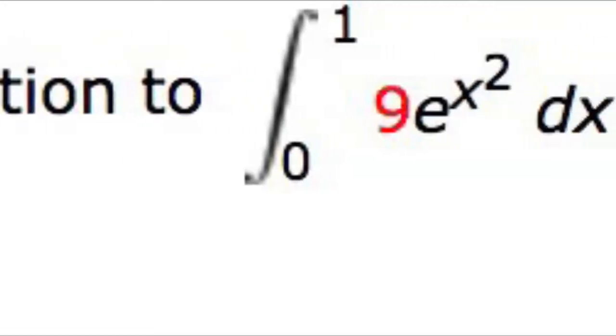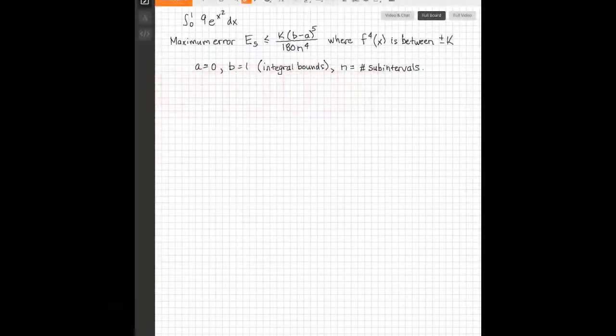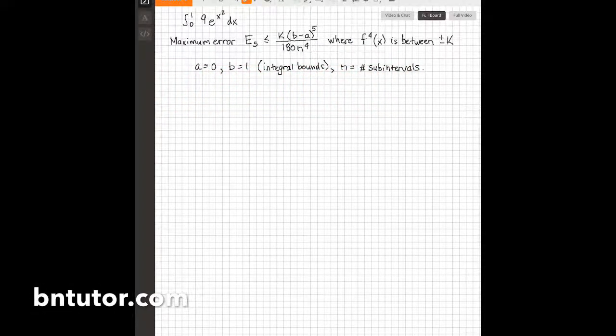This problem asks us, how many subintervals should we use when using the Simpson's rule approximation to the value of an integral that goes between 0 and 1 for this function that's given, 9e to the x squared, if we want our maximum error for this approximation to be less than 1/100,000th of a point?